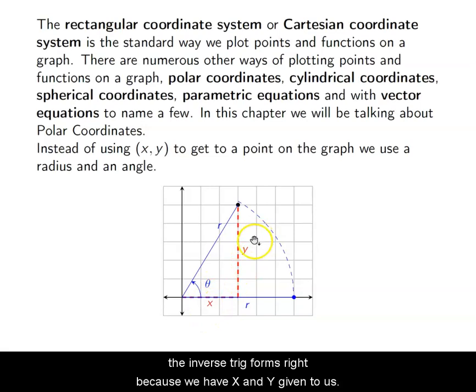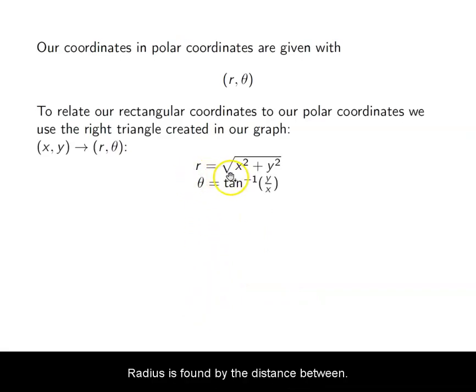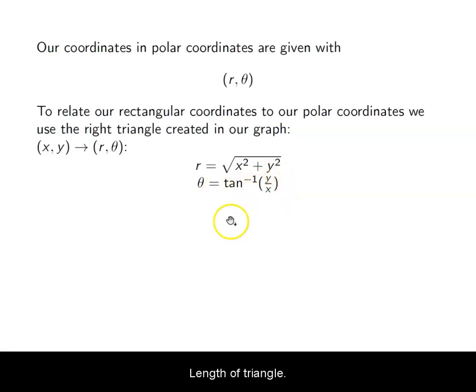Because we have x and y given to us, we had to calculate the radius. So we generally want to use the values that are already given rather than values we have to calculate when trying to do any kind of math, right? So instead of doing sine inverse or cosine inverse, we're given x and y, so we'll use those values to find the angle by using tan inverse. Okay. So the radius is found by the distance between the point and the origin, and the angle is found by tan inverse of the height and length of the triangle.